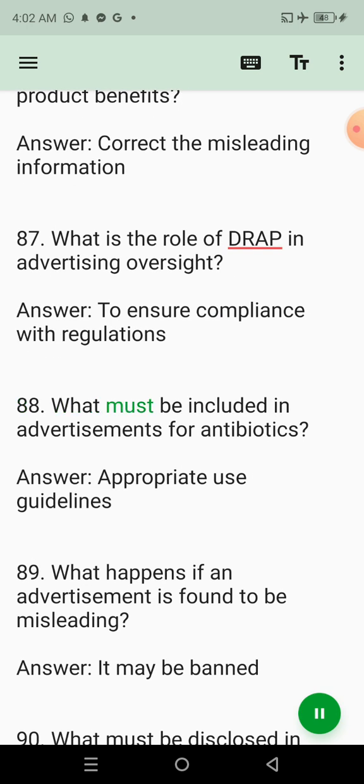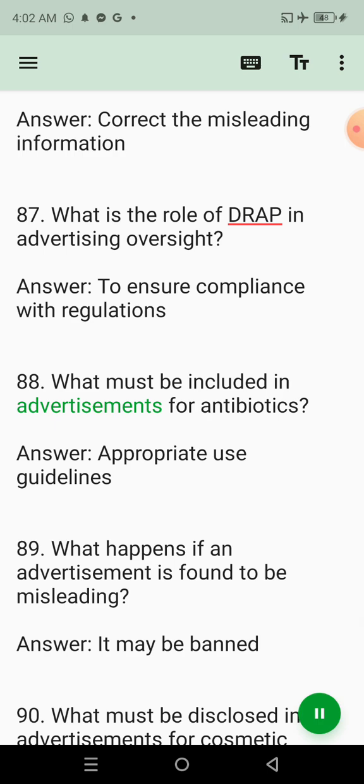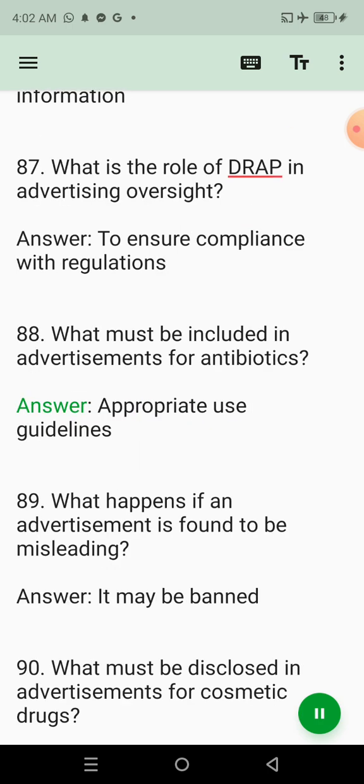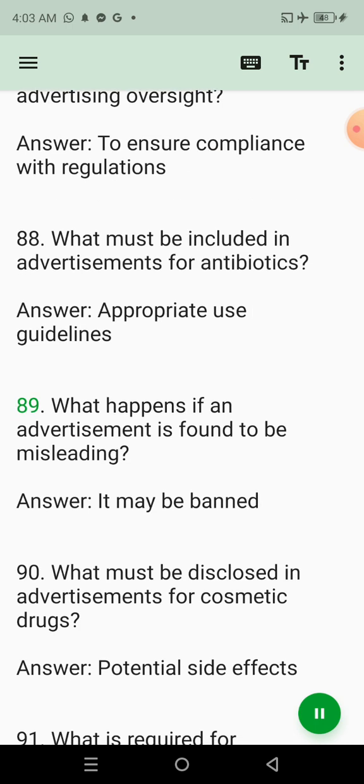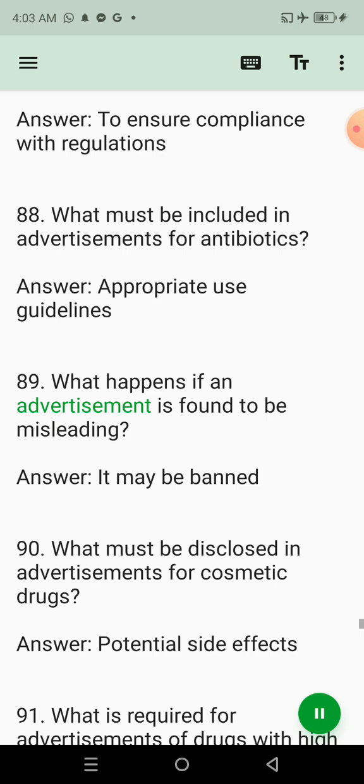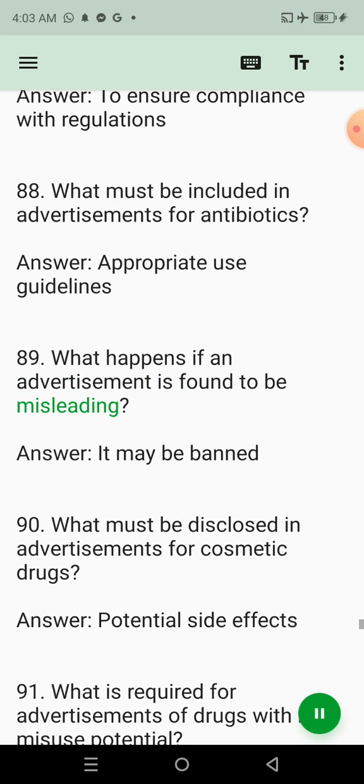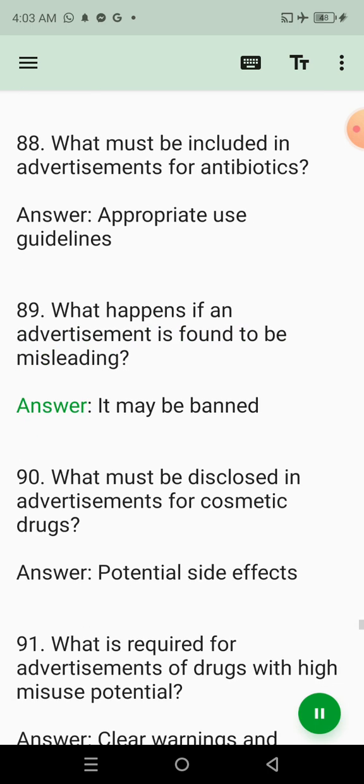88. What must be included in advertisements for antibiotics? Answer: appropriate use guidelines. 89. What happens if an advertisement is found to be misleading? Answer: it may be banned.